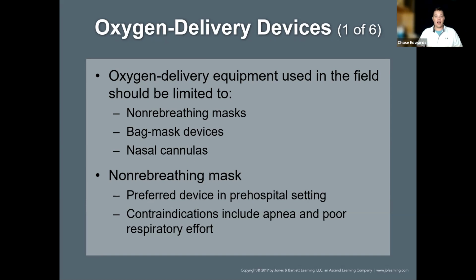So oxygen delivery devices. Oxygen delivery equipment that is used in the field should be limited to non-rebreathing mask or NRBs, bag mask devices, and nasal cannulas. The non-rebreathing mask or NRB is the preferred device in the pre-hospital setting.